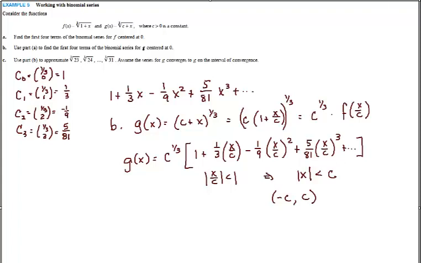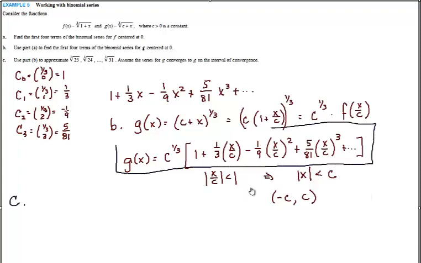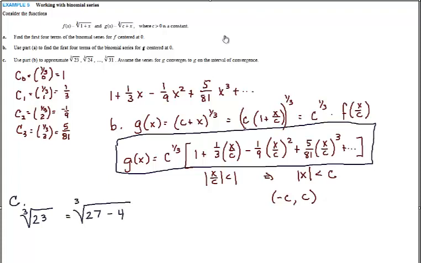In part C, what they want me to do is take what I just found from g using this guy right here. So this is what I'm going to be using, and I'm going to approximate the cube root of 23. If I want to approximate the cube root of 23, then I would go to something that I know, something that's close, and I'm going to look at this as the cube root of 27 minus 4, because I know what that is. That would mean that my c in this case would be 27, and my x would be equal to negative 4.